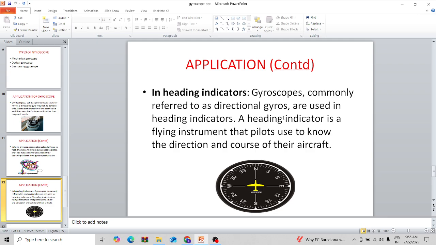So we have seen some of the basic things about gyroscope, how it works, what its types are, and finally applications.